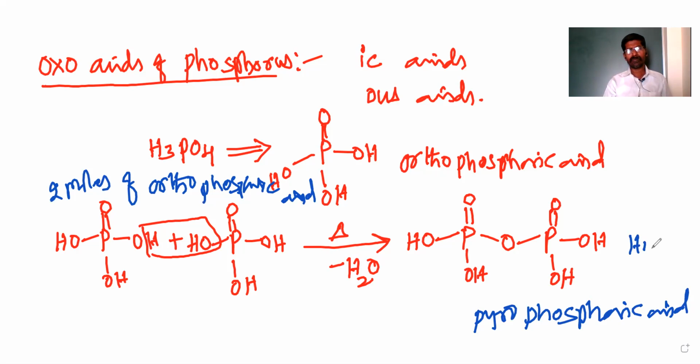H4, that means 4 hydrogen atoms, and next P2 and 1, 2, 3, 4, 5, 6 and 7, that means seven oxygen atoms. So the first one is orthophosphoric acid and the second molecule is pyrophosphoric acid. Pyrophosphoric acid is prepared by the heating of 2 moles of orthophosphoric acid. So we saw two types of compounds here.